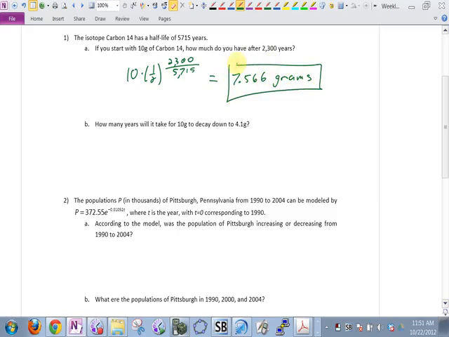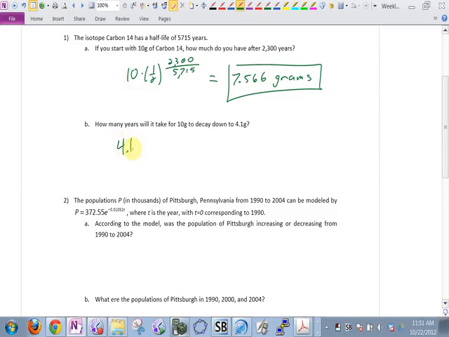That was good. Some people made it a little bit harder than it needed to be by actually creating an equation and moving stuff around to solve for it. Your unknown was already by itself over here, so there's no need to do algebra. Just plug it in. Part B, how many years will it take for 10 grams to decay down to 4.1?